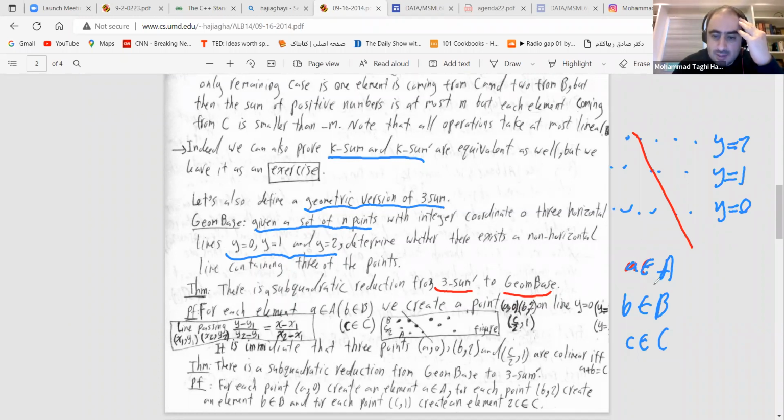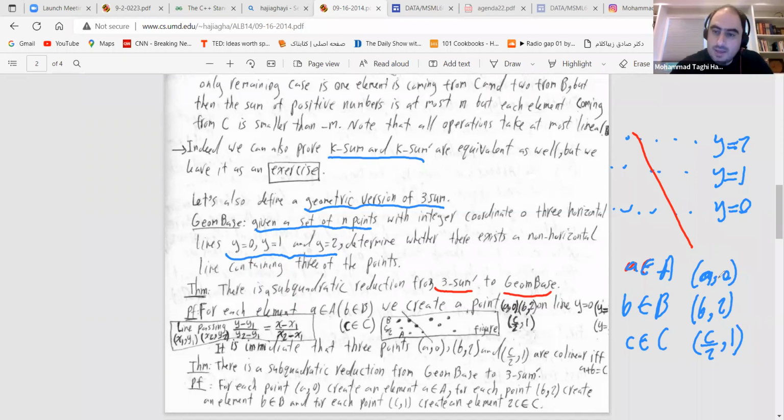So we have A, B, and C. For A, we are putting a point (A, 0). For B, we are putting the point (B, 2). And finally, for C, we are putting the point (C/2, 1). So these are the points that we are putting.